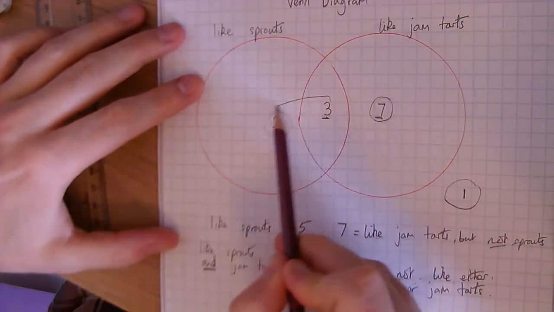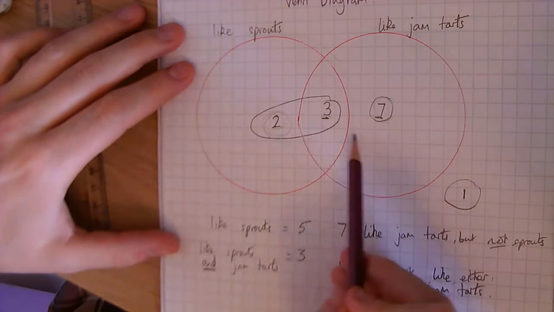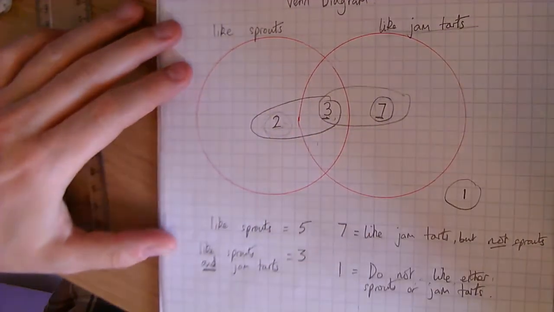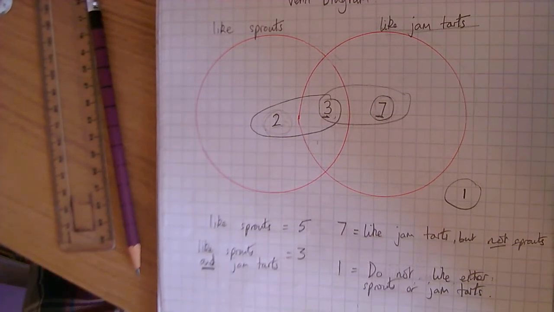This is the people that like sprouts. You need to add those 2 together, and if you're going to work out the people that like jam tarts, you need to add 3 and 7. So that's how Venn diagrams work.